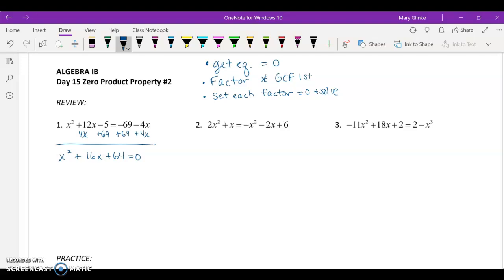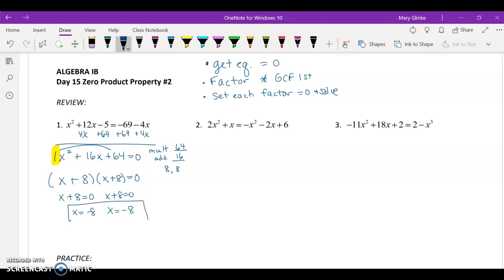There's no GCF. So since our a value is 1, we're going to do our shortcut. We're going to look for what multiplies to get 64 but adds to get 16. Those numbers would be 8 and 8. If you want to do split middle term, you can, but I'm just going to jump to the shortcut. I can do that because my a value is 1. So we're going to write it as x plus 8 and x plus 8. We're going to set each factor equal to 0, and we're going to solve each one. So we get x equals negative 8 and x equals negative 8.